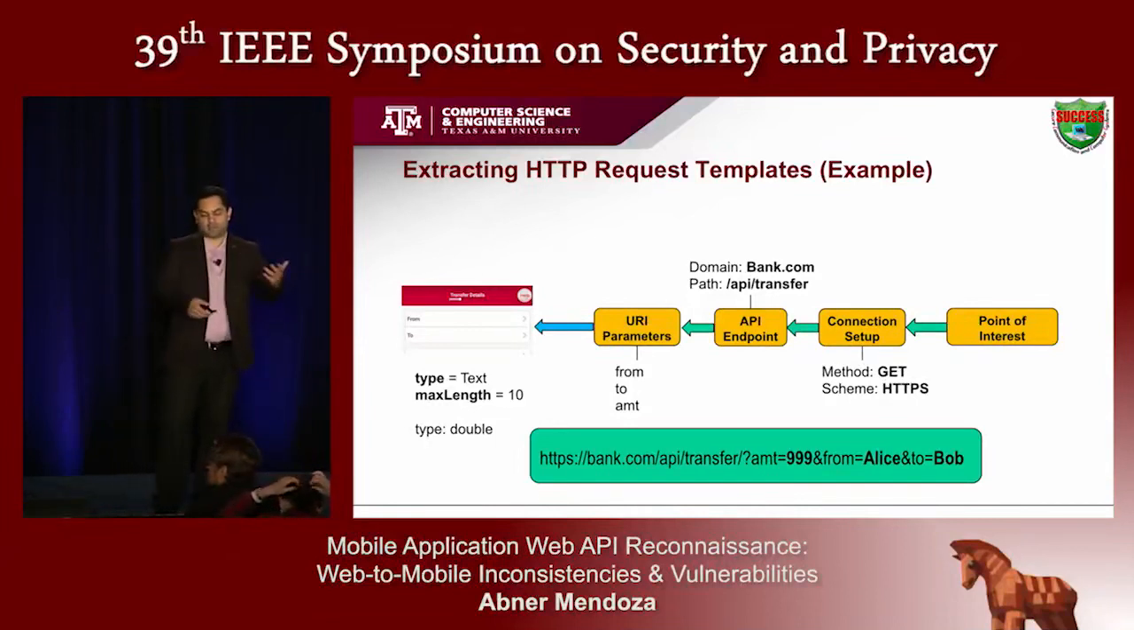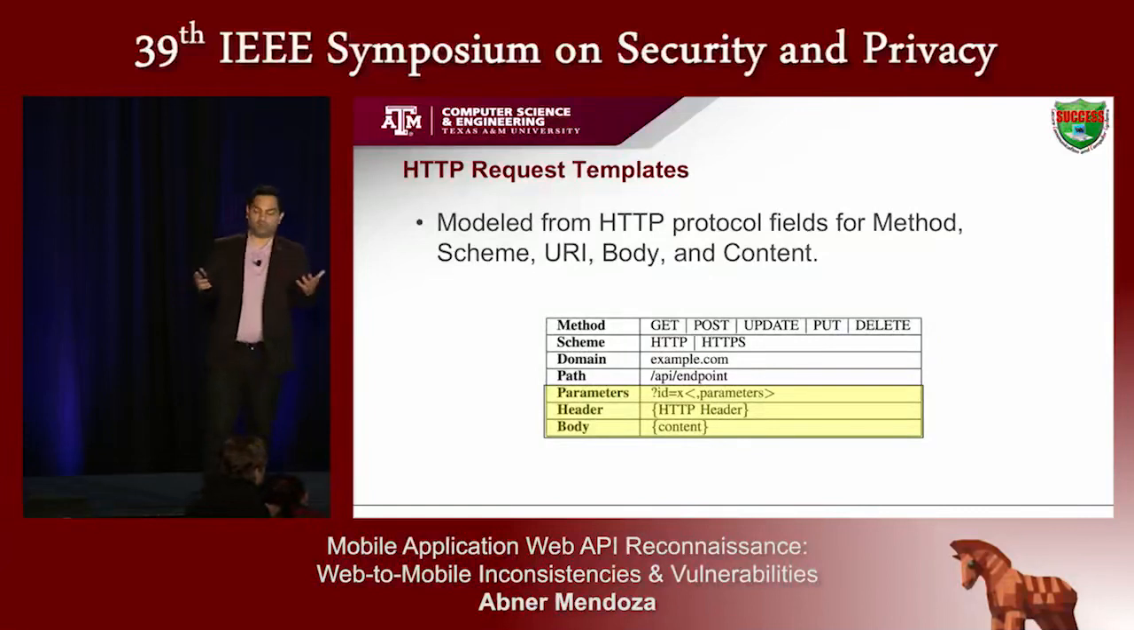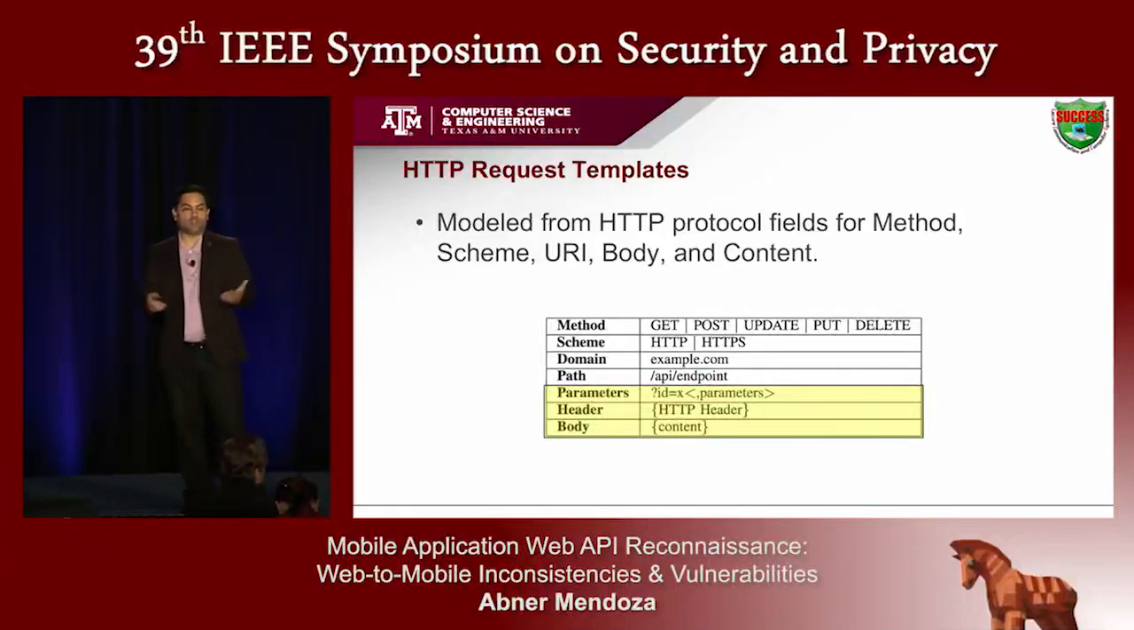And of course, leaving out a lot of details, like the HTTP headers and the content section of the HTTP packet. So our request templates are modeled after the HTTP protocol fields. It extracts the method, scheme, what the URI might look like, and the body and content, and includes all the constraints in those, particularly the last 3 fields.